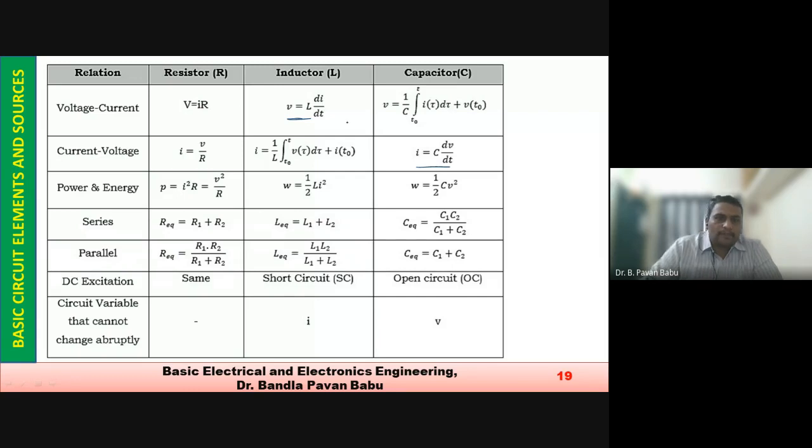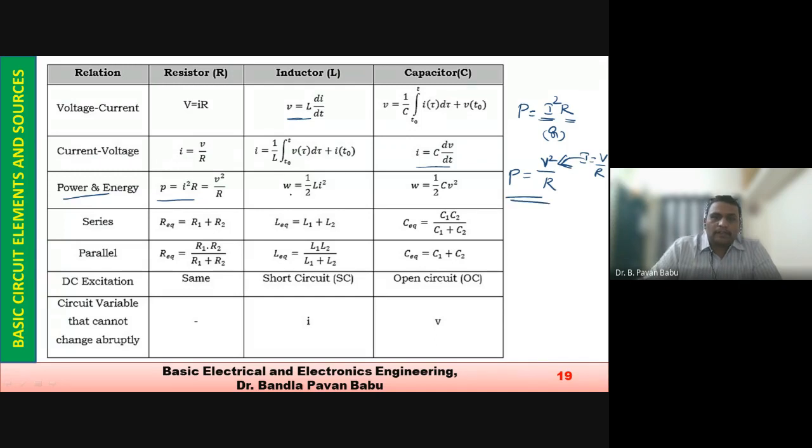Next, another important relation is power and energy. Let us consider only power right now. P equal to I square R or V square by R, where I represents the current flowing through the resistor and R represents the resistor value. Another equation we can use for the resistor is V square by R. This applies if we substitute I equal to V by R, then this relation comes.